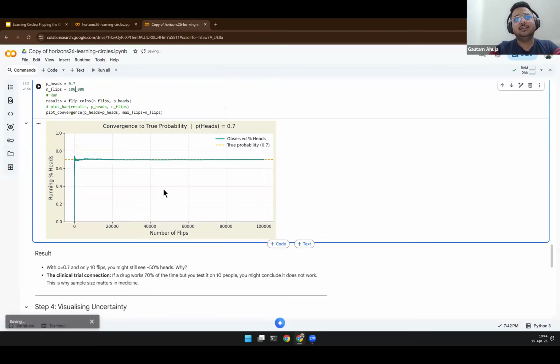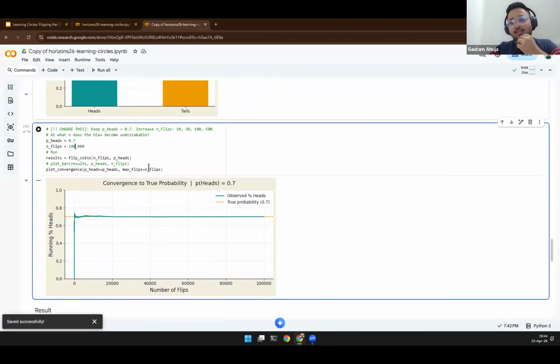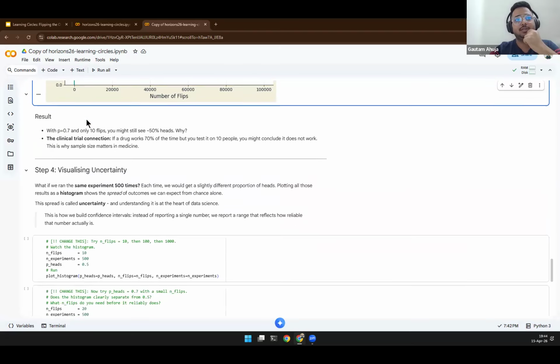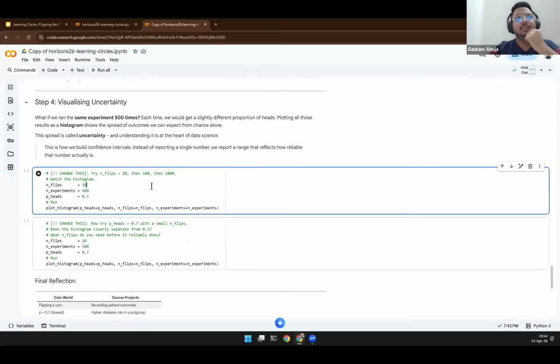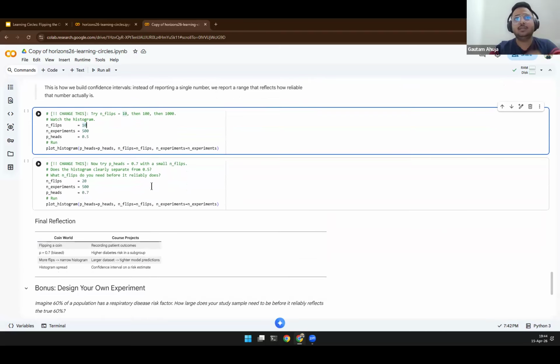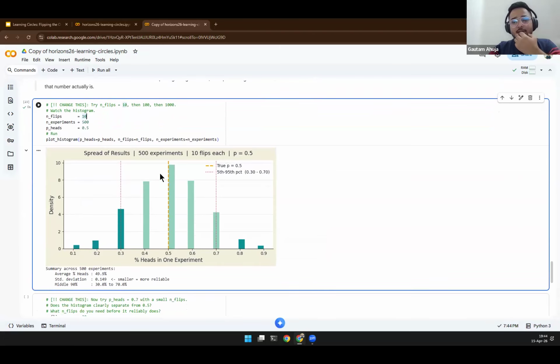Okay, then I think this is pretty much it for the bias. You can actually play around by increasing or decreasing the bias here, 0.7, 0.8 or whatever. And then you can play around with the number of flips and see. The last point that I wanted to cover was uncertainty, but I think we may not have the time.